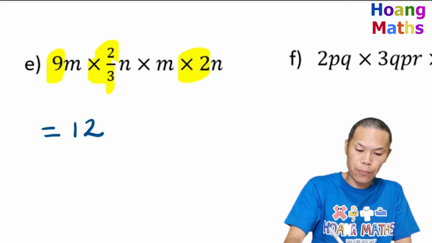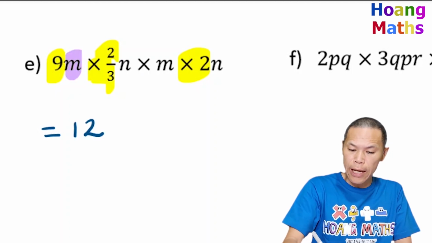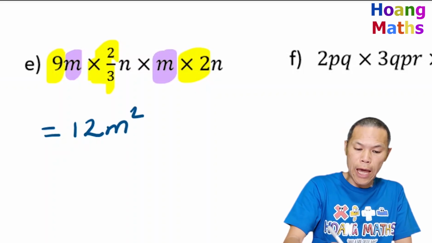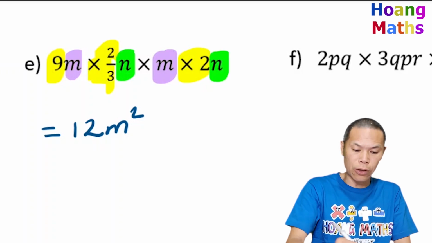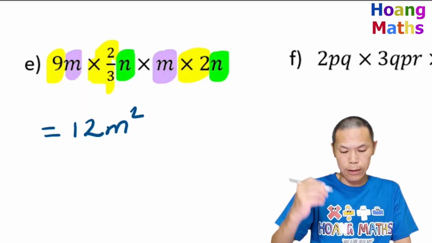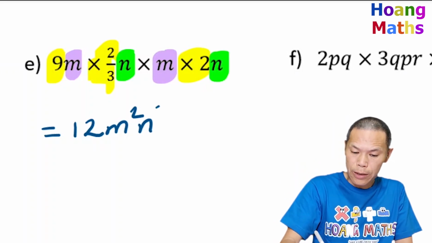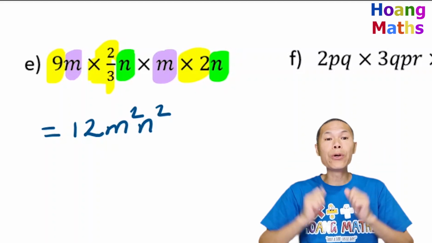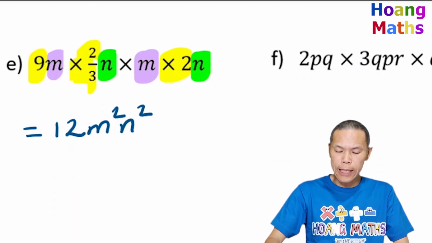And we have M and M. We times them together, which gives me M squared. And then with N, we have N here, we times N. So that gives me N squared. So we just write this down. So there you go.